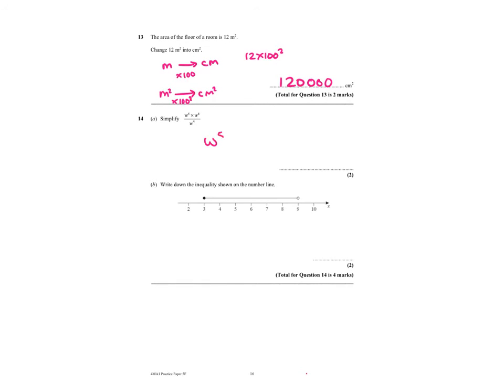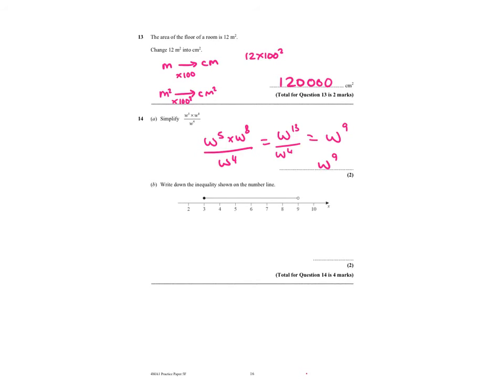Simplify w to the 5 times w to the 8 over w to the 4. Now, on the numerator, when we multiply of the same base, we add the indices. So 5 plus 8 is 13, w to the 13 over w to the 4. And if we have the same base when we're dividing, we take away. 13 take away 4 is 9. So we get w to the power of 9.